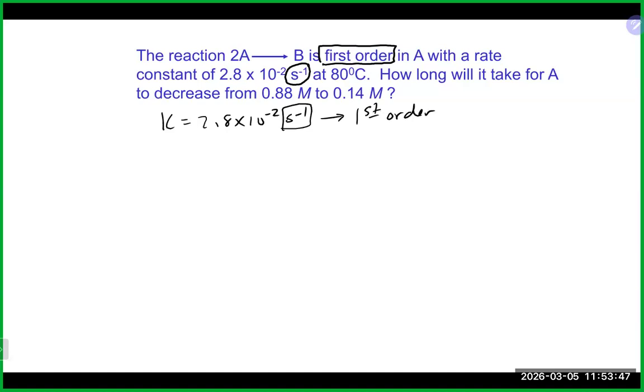So again, these are things you have to be aware of as you're going through problems so that you get it right. By the way, first order, right? Yeah.